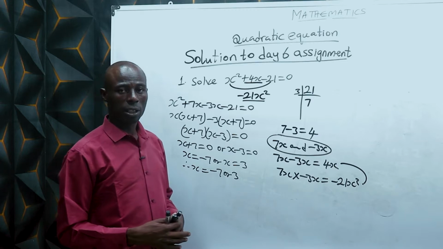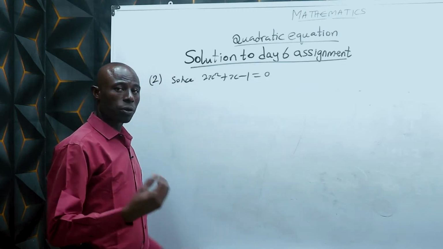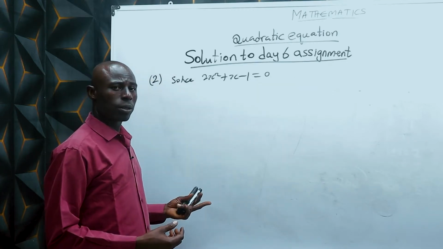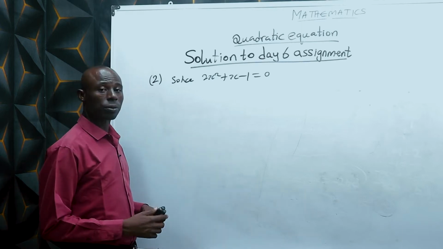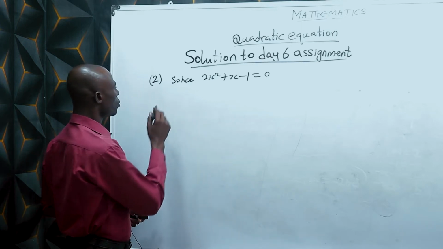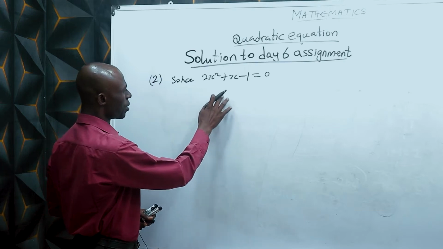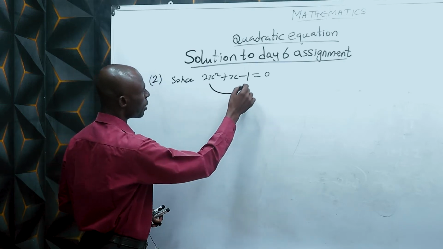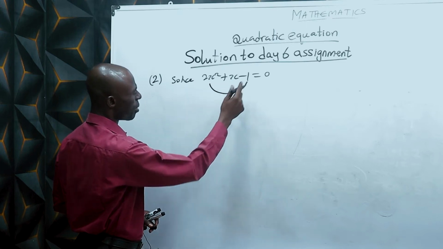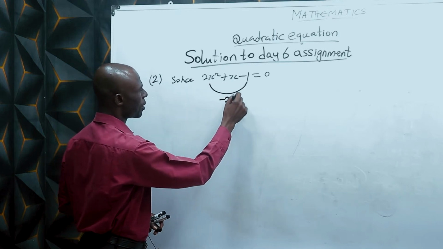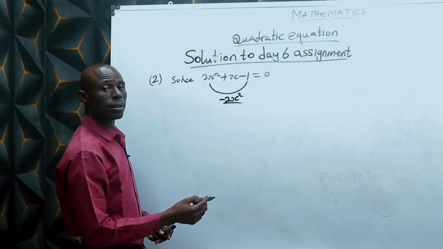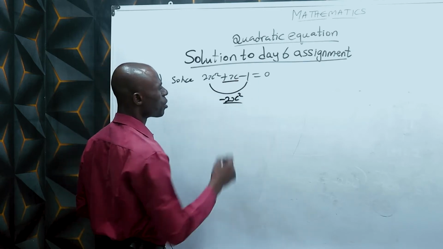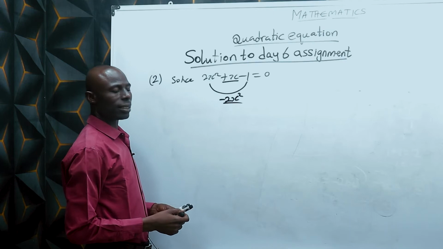Question 2 in the assignment. I want to believe you get the first one, and let's move on. Question 2. Solve 2x squared plus x minus 1 equals 0. The same process. 2x squared times minus 1, that is minus 2x squared. Underlined. The middle term is also another target.